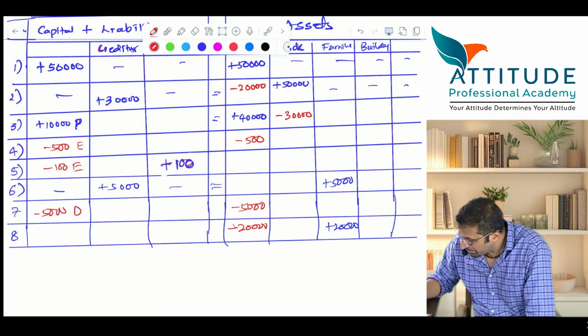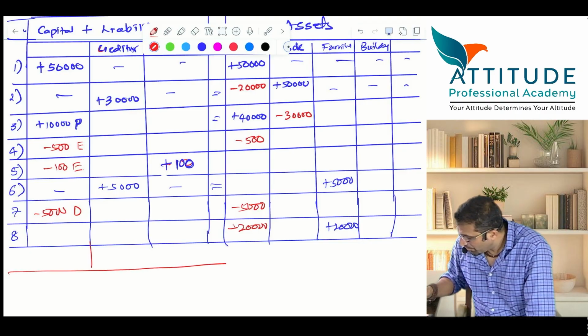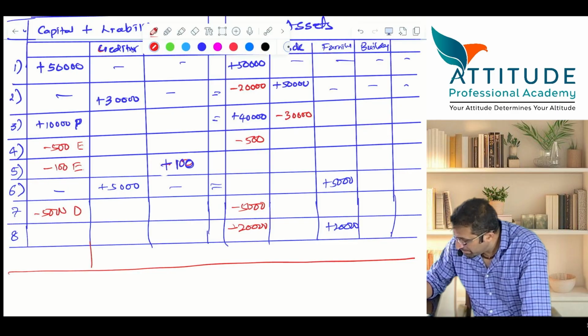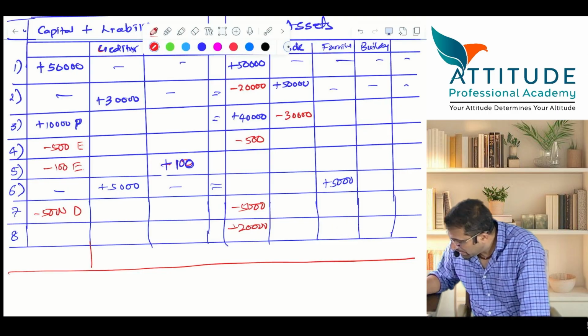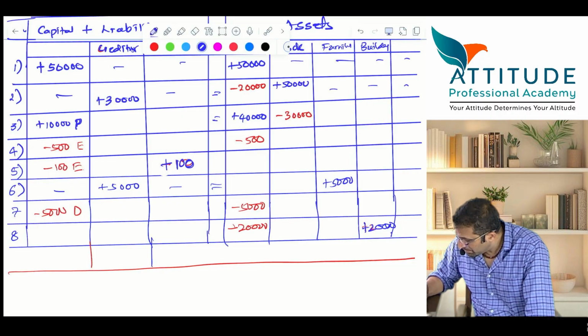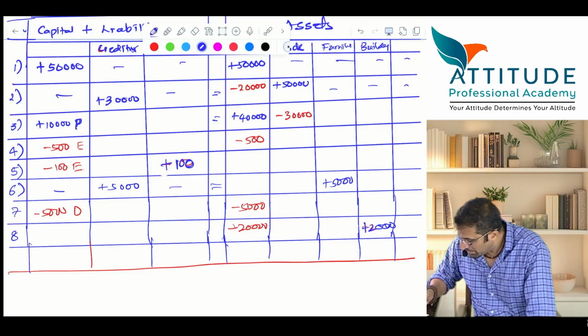Now wait. Balance. Huh? Sorry. Furniture मध्ये लिहिलं काय? I am sorry. Building plus 20. Correct है? Okay, now total.